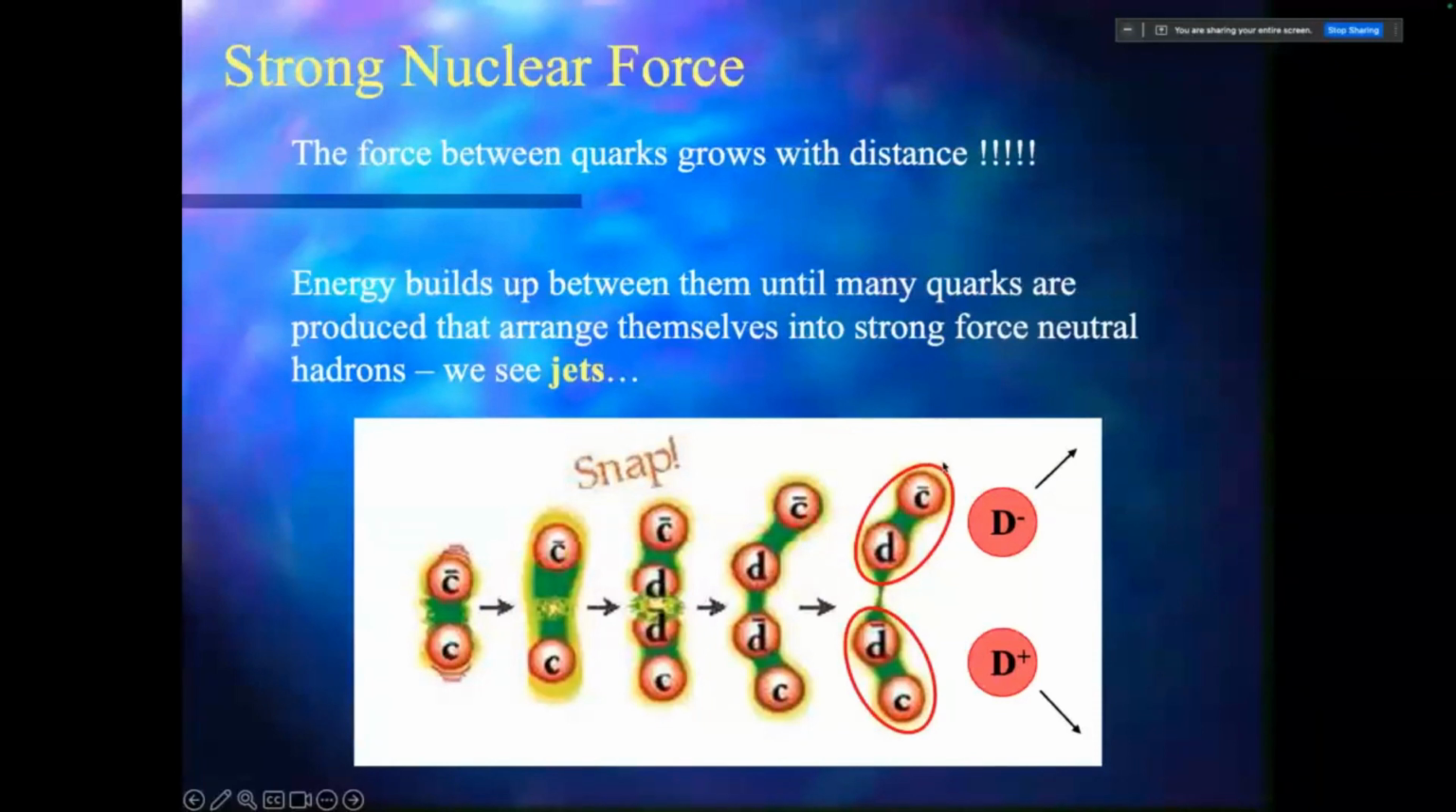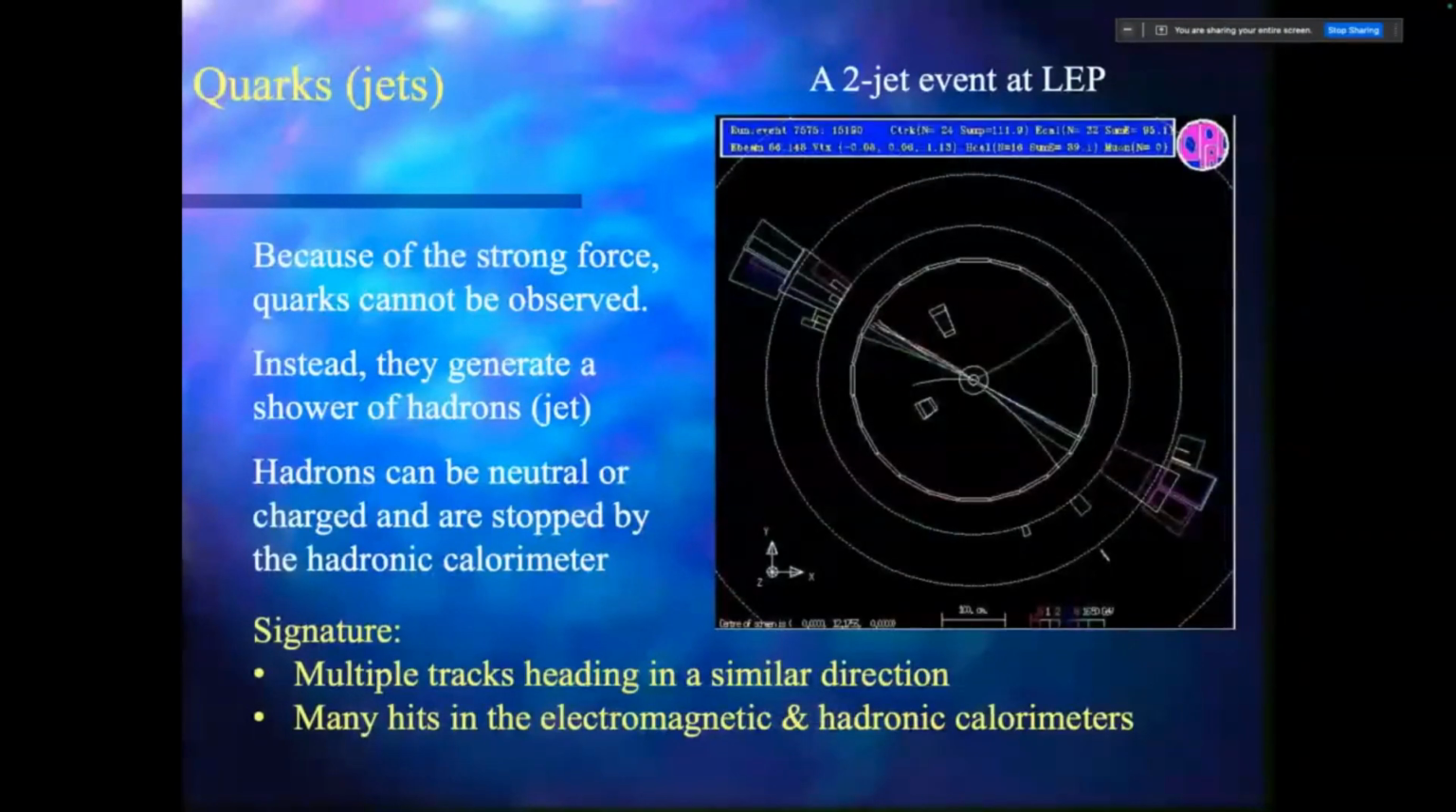So roughly speaking, when you produce quarks at colliders, instead of seeing just a single object, you see a spray of hadronic particles, and we call these things jets. The event that I showed you earlier was an example of a jet event, and I'll show you another one here. As you can see, this is a lot messier than an electron or a muon.